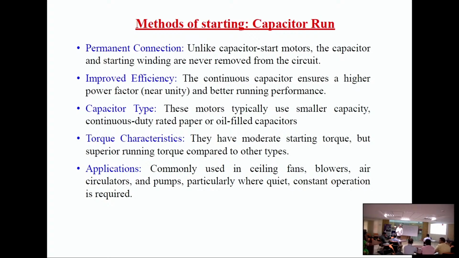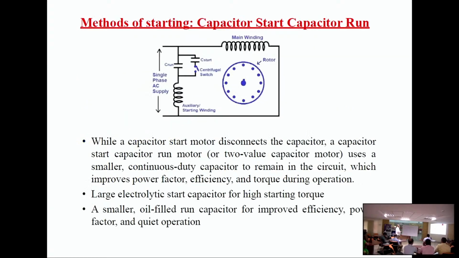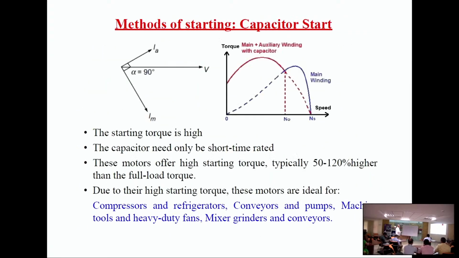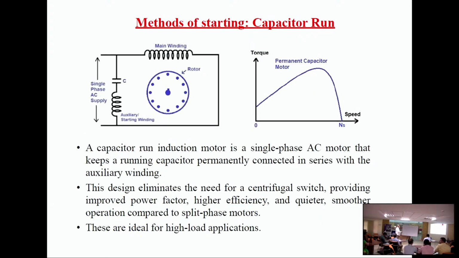So one is permanent connection, which will improve the efficiency. Okay, and capacitor run: smaller capacity, continuous time rated, oil filled capacitor, characteristics. How would... this capacitor is used during starting. Short time rated means you can get high starting torque, and continuous means power factor improvement.